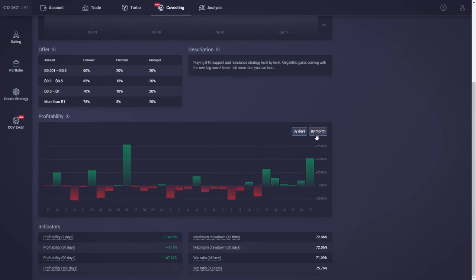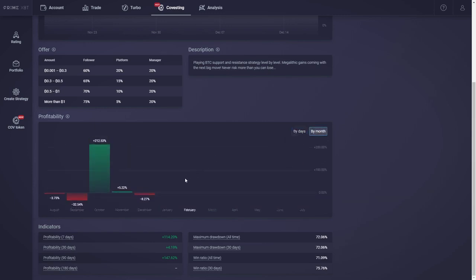for this month. And if we click by month right there, you are going to see that in October he actually made 212%, but right now in September, August, and also in December he is in negative. Only in October and in November he was in positive. So also a very important thing that you need to pay attention to when you are going to choose a trader that you are going to follow.